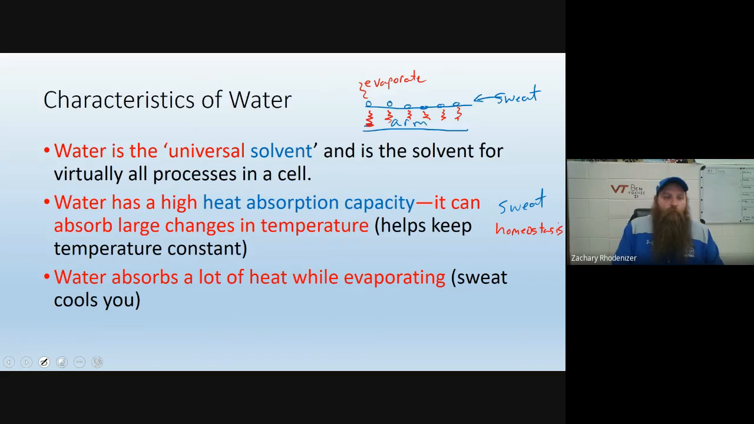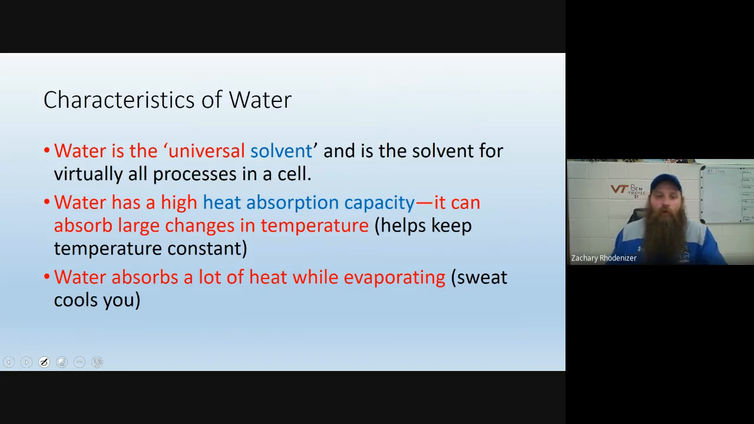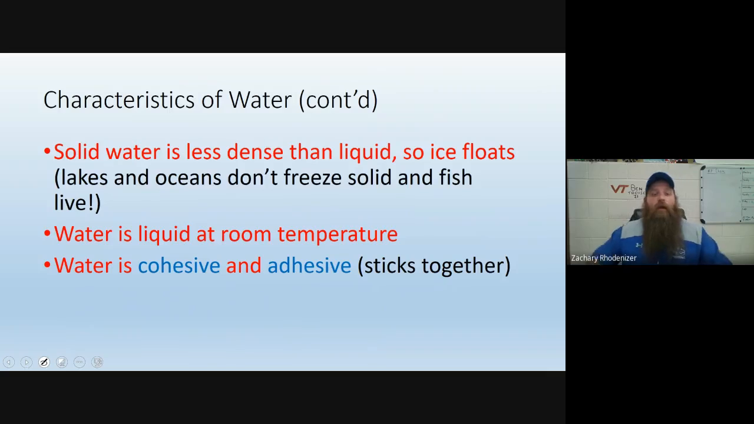Okay, so another thing that's really important about the high heat absorption is it also keeps you warmer, right? So as the temperature outside cools down, the cytoplasm in your cells is holding a lot of heat, and so it takes time for that heat to be given off. It helps you keep your temperature warm if it gets cold outside. Something else that's really important, because water is polar: solid water, which is ice, is less dense than liquid water. So ice floats. Now that's really, really important.